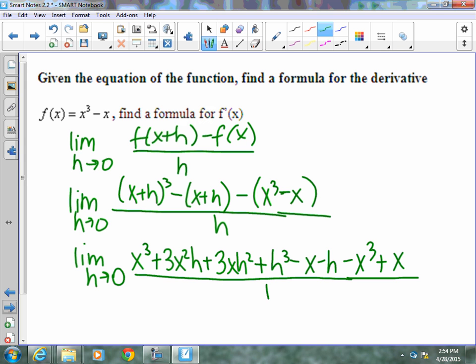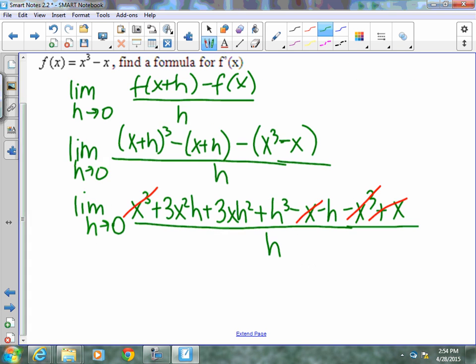And the top simplifies to this polynomial. You notice at this point our x cubed cancel out and our x's cancel out. We need that h at the bottom to cancel out. If you're doing the difference quotient correctly, everything that doesn't have an h should cancel so that we can take an h out to cancel with the denominator. So I'm going to pull out an h.